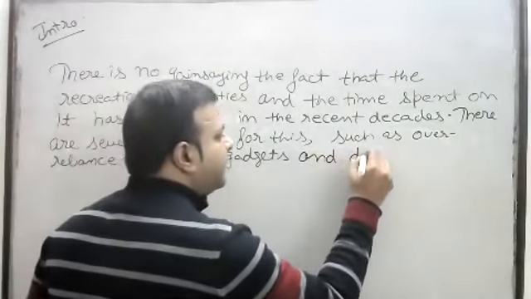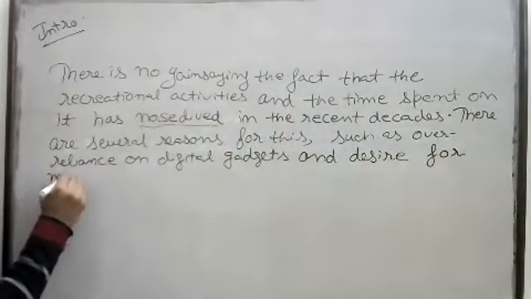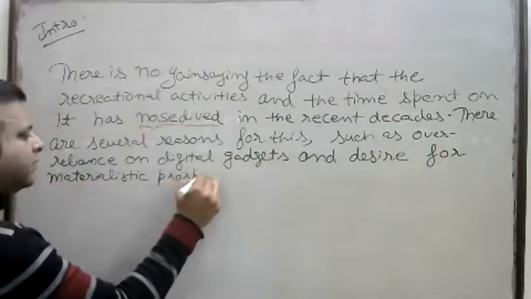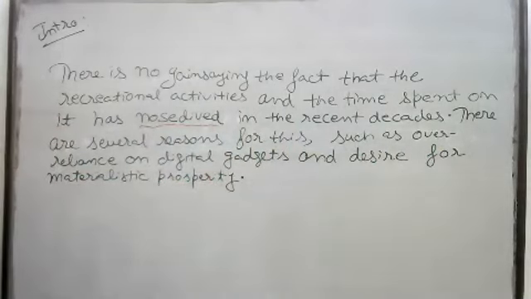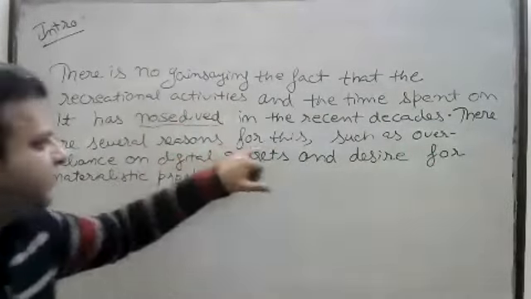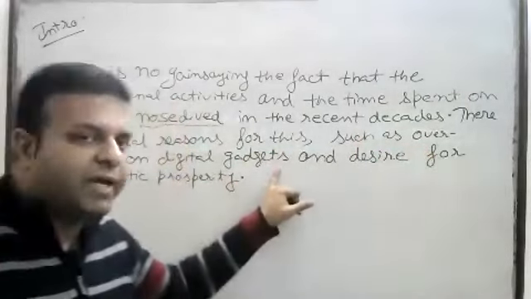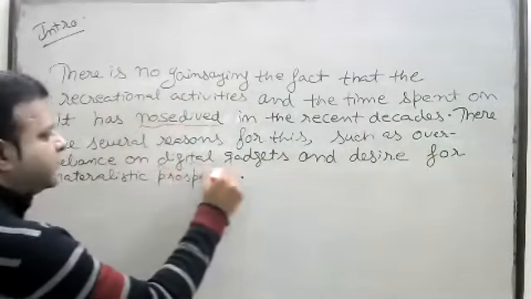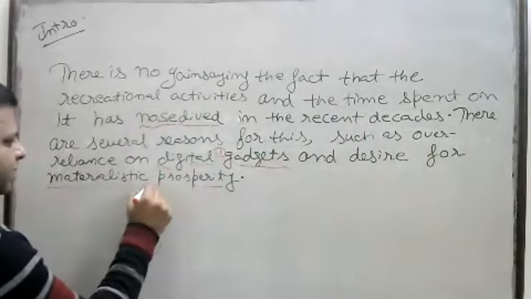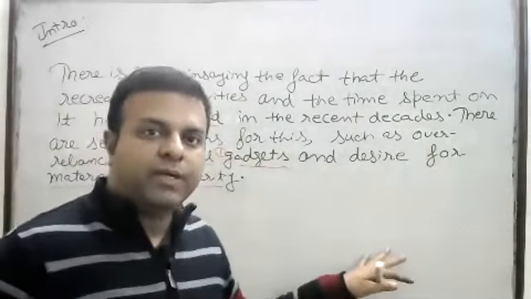And desire for materialistic prosperity, right? So we'll go step by step, no issues. There are several reasons for this, such as which reasons, you have to mention. Now, over reliance on digital gadgets, which means this is your first point, and desire for materialistic prosperity, which means your second point. Now you are telling the examiner clearly what he will be looking at in the body paragraph 1.